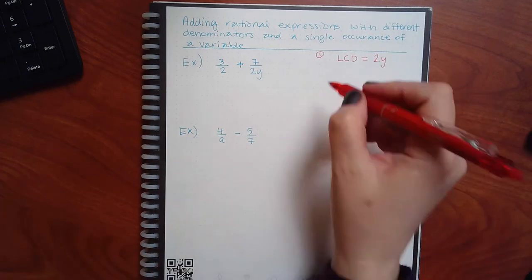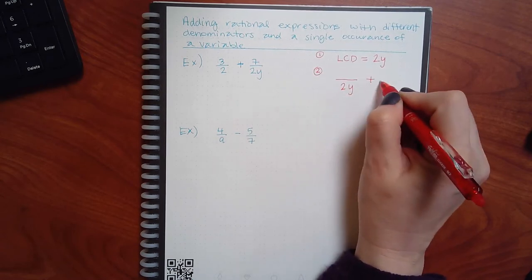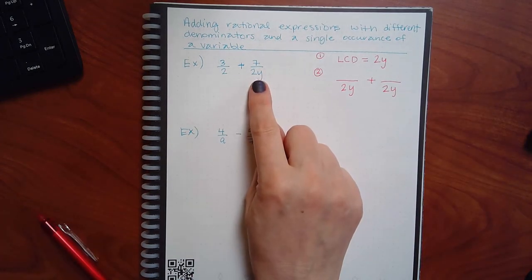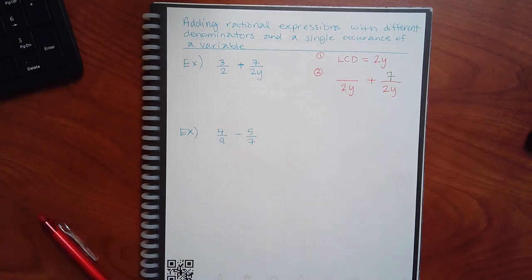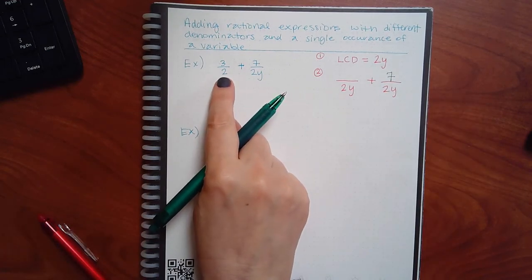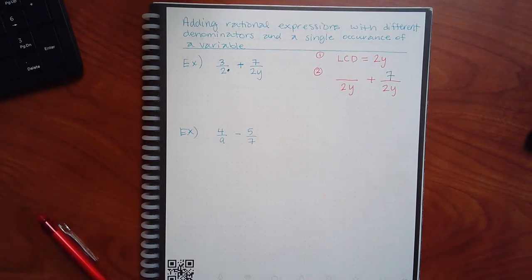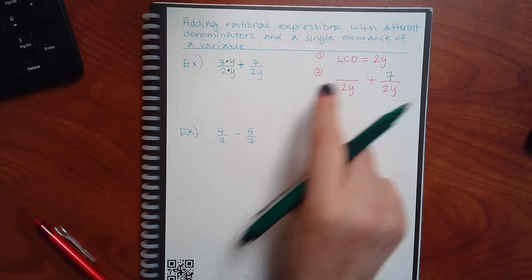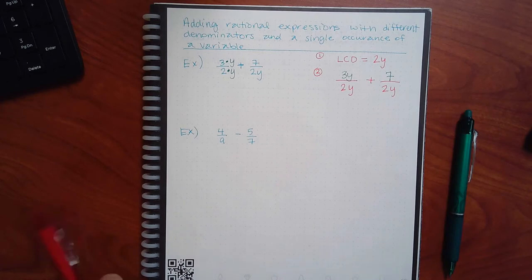So the second thing is to rewrite them so that each of them has the 2Y. Now, we're lucky because the fraction on the right has 2Y at the bottom already. So I don't need to do anything to the numerator. The numerator is going to stay 7. But the first fraction does not have a 2Y. What would I have had to multiply by to make it a 2Y? A Y. So if I do that at the bottom, I have to do the same thing to the top, making the new top 3Y. Then you can follow your steps as before.